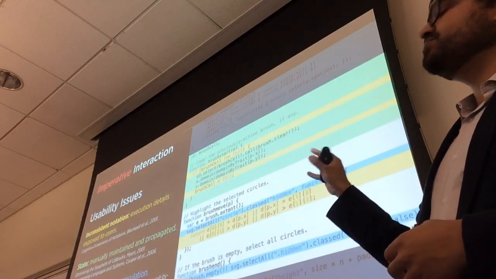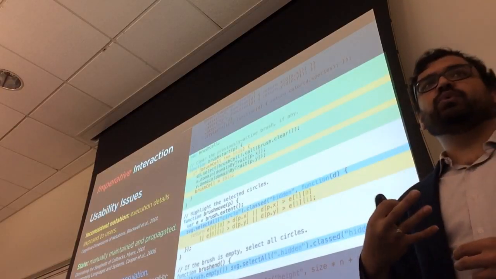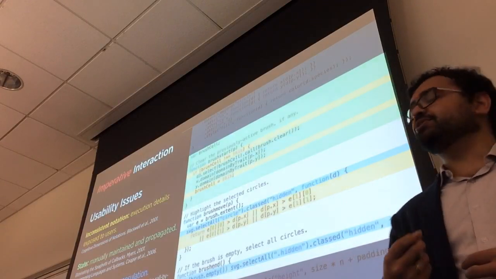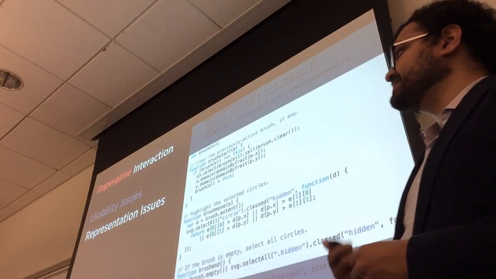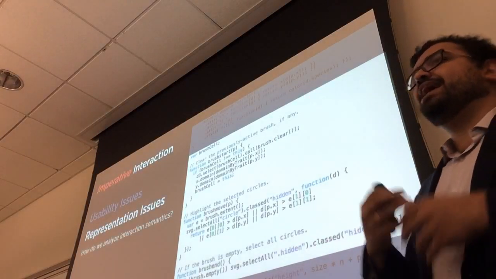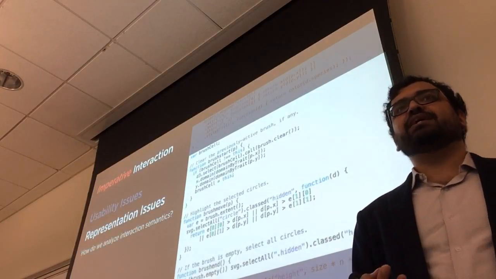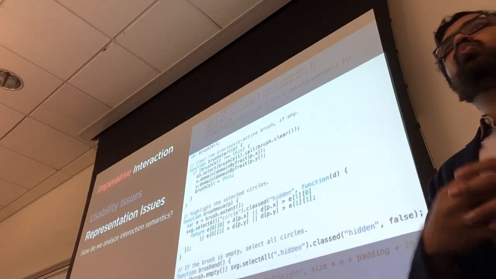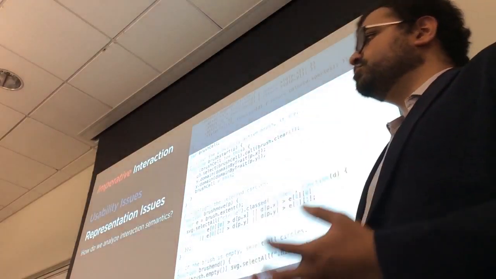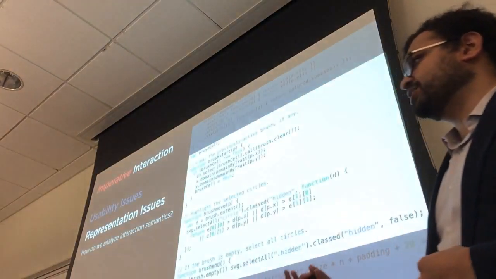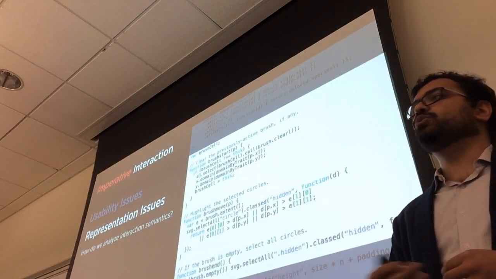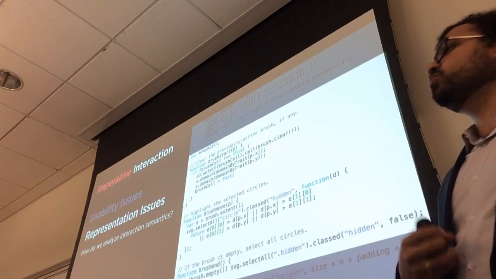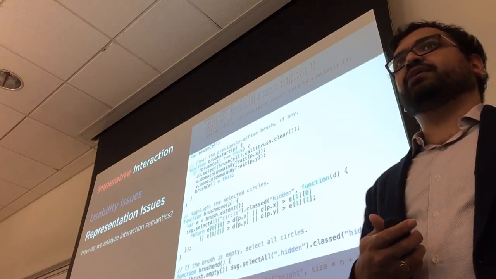Now, I call these three things usability issues with imperative callbacks, but there are a more fundamental set of issues with the representation of imperative callbacks themselves. So the first is, how do we analyze the interaction semantics? And by this I mean, what is the user trying to do when they do an interaction? What is the data query that they're trying to execute? And perhaps even what questions are they trying to answer ultimately with that interaction?